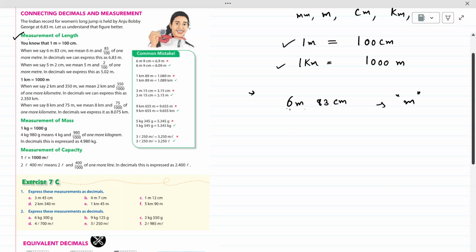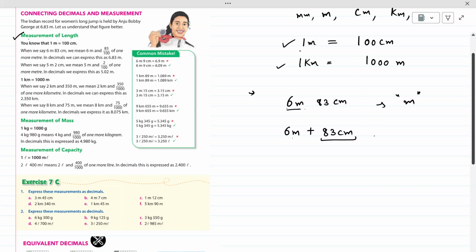Okay, so when we see this number, kids, we already have 6 meters, so I'm keeping this as is. Now we have to add 83 centimeters to it. So what we have to do is convert this 83 centimeters to meters, then add it and then write down the number in the form of meters.